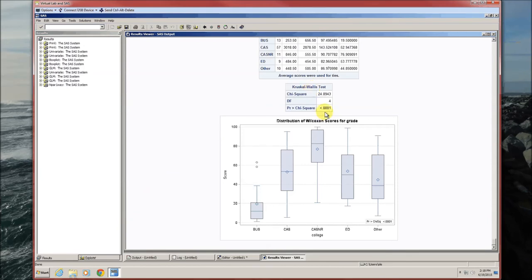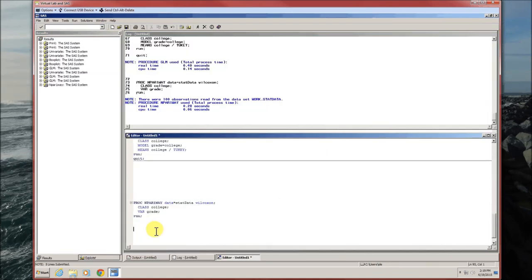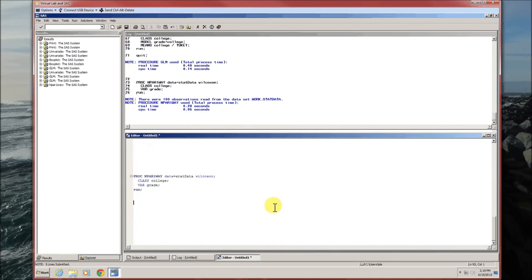P is less than alpha. Reject the null hypothesis of equal means, and therefore conclude that at least one of the means is different from the others. Can we do multiple comparisons with Kruskal-Wallis test? Absolutely. And I encourage you to take the nonparametrics course where we cover how to do that.